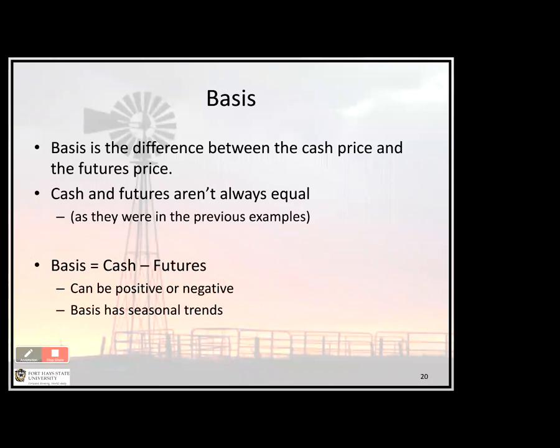So basis equals cash minus futures, and can be positive or negative depending on the demand and the location. A lot of times, or in the past, we've seen positive basis for corn in western Kansas because that's where a lot of it's used. Right now, I believe it's even negative there. Basis has seasonal trends. It's generally weakest at harvest, and it strengthens throughout the storage season.